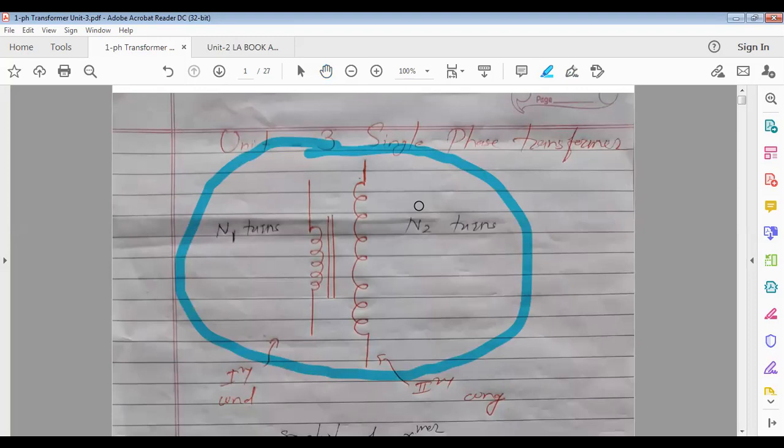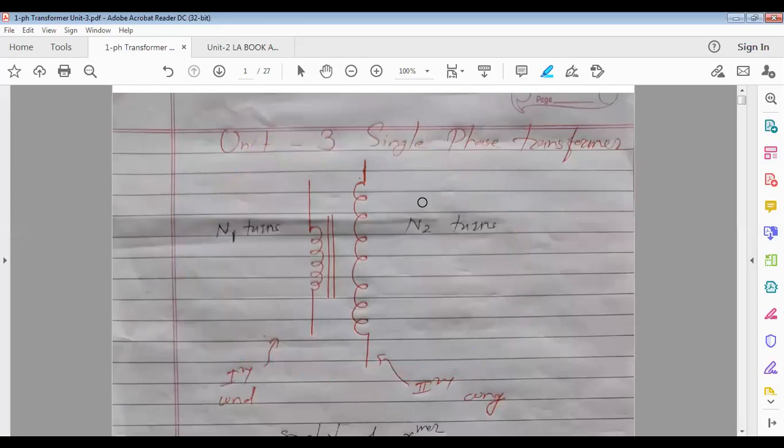What is the application of a transformer? It is used to step up voltage or to step down the voltage. From generation up to distribution, you can find step up and step down. Three-phase transformers are used. In your syllabus, single phase transformer is there. Single phase transformer, three-phase transformer, what is the difference from the construction point of view?